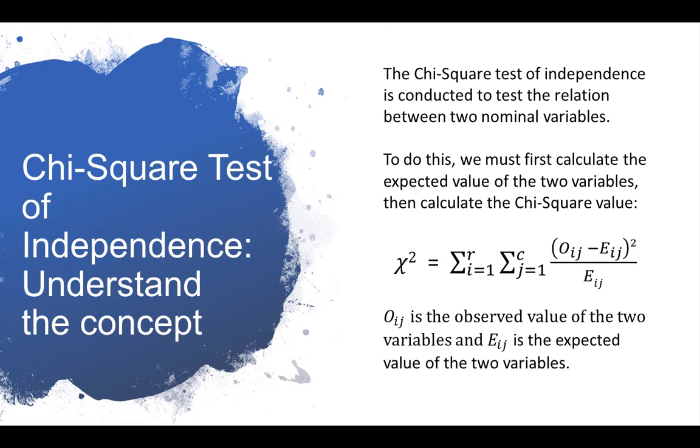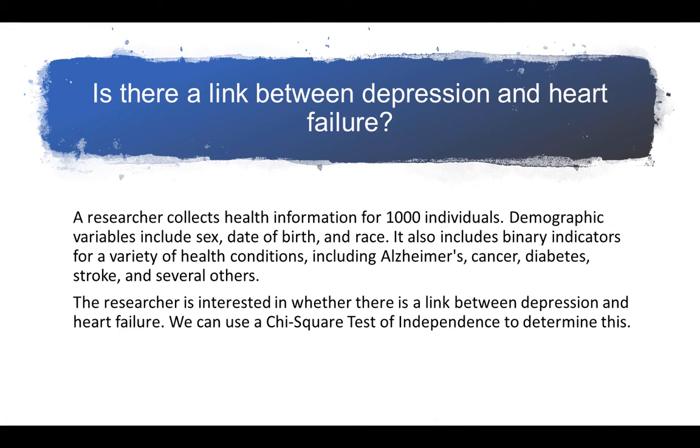When doing this by hand, we first calculate the expected value, then calculate the chi-square value, and use the chi-square distribution. Consider a study to determine whether there is a relation between depression and heart failure. A chi-square test of independence can be used to determine if these two variables are independent of one another. The entire test can be done for us using Intellectus statistics.